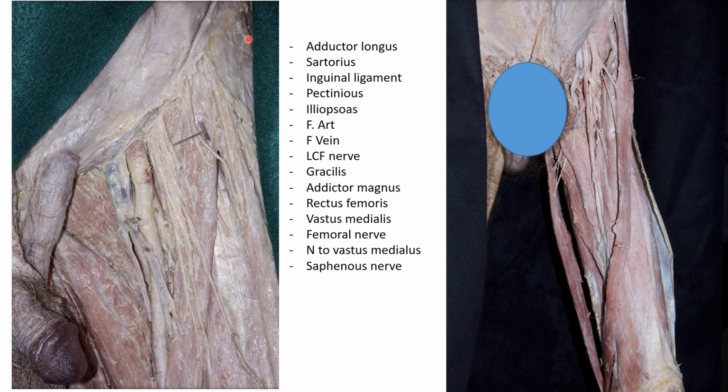This is your tensor fascia lata. It's coming down around the leg. And then again, here's our sartorius. The muscle is located here. This is my rectus femoris. Okay, so as I come into a more blown out section, we can see the same things.